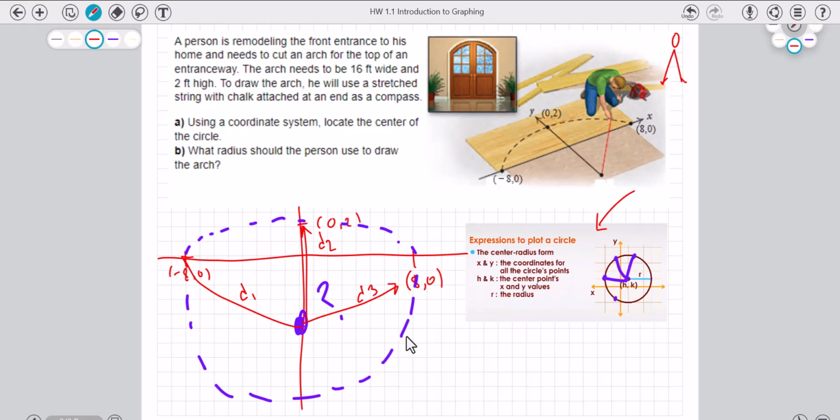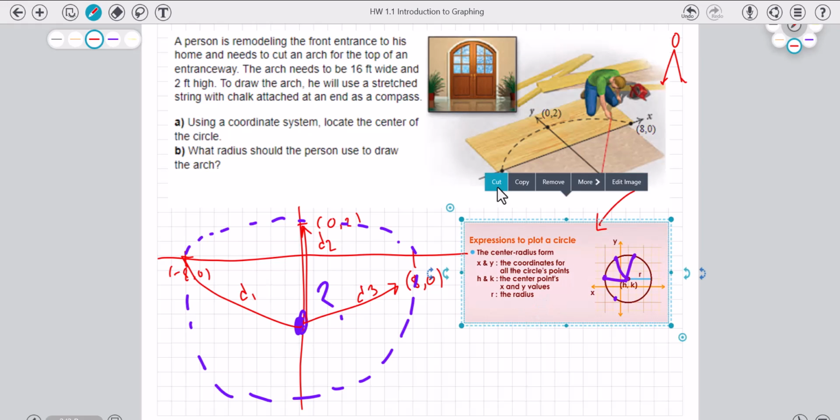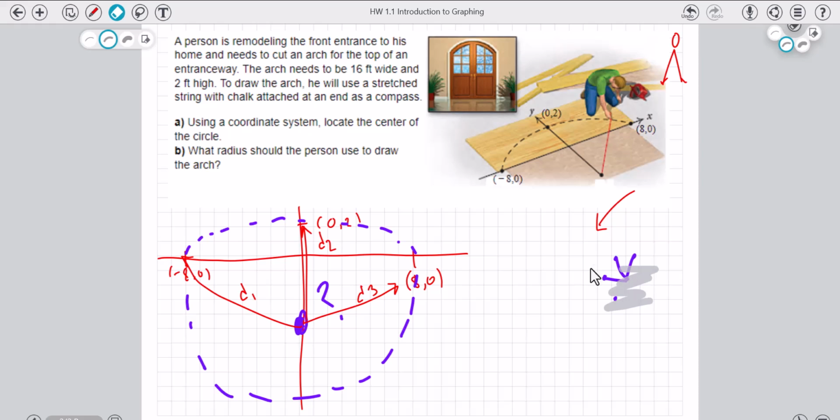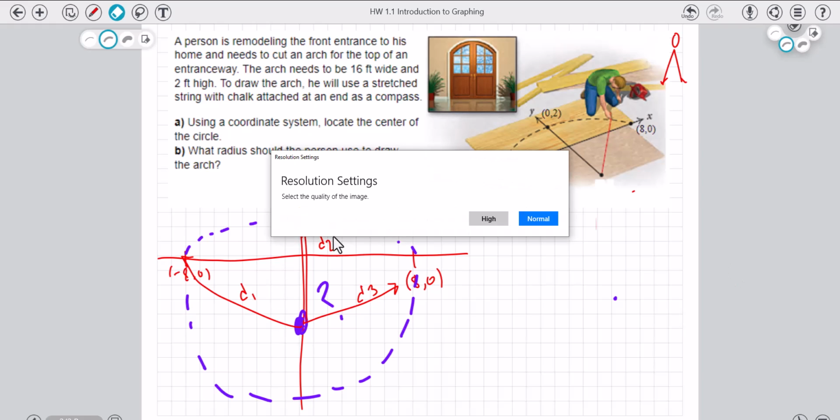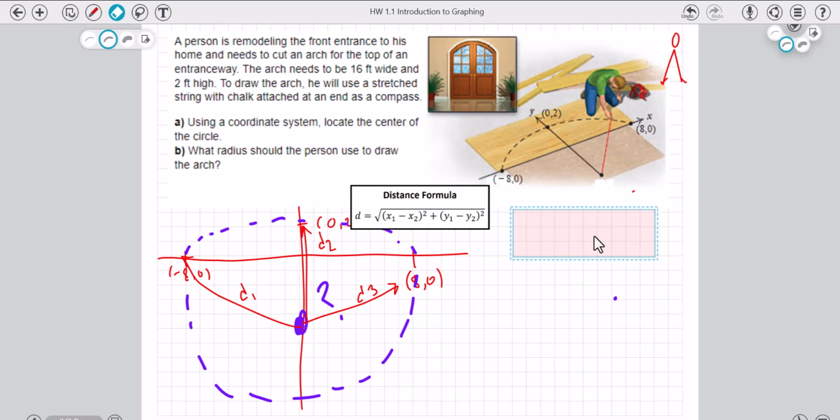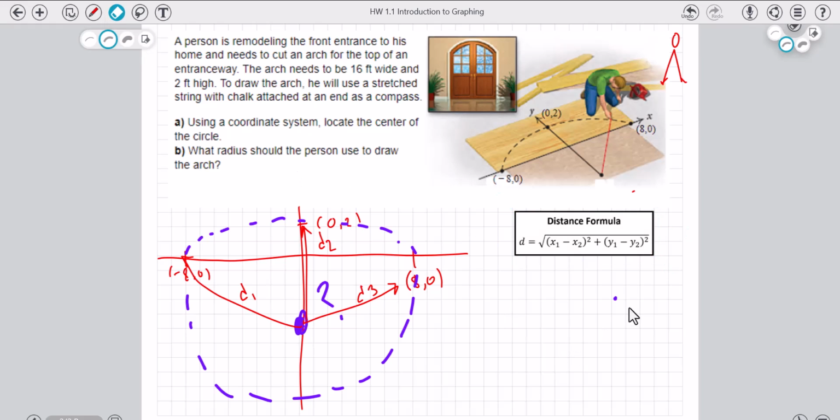Well, what I could do is some math here, and I could find these distances. So let's do that first. I'm going to get rid of this because it's just in my way. And let's do some math here. So do you remember the distance formula? Remember, that's the distance formula, which is the distance between 2 points.